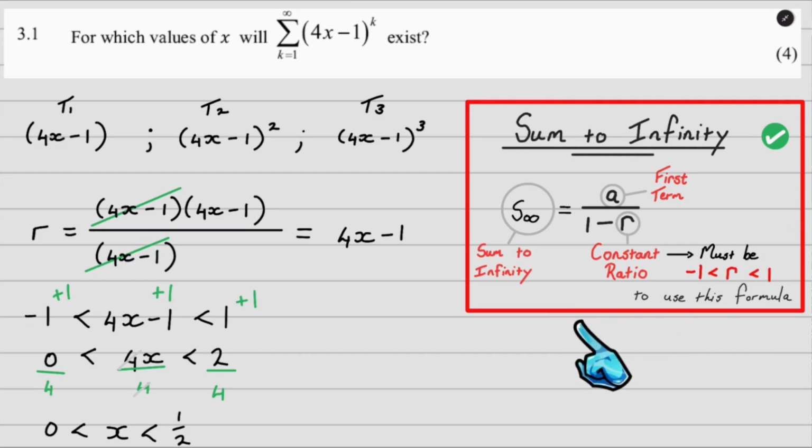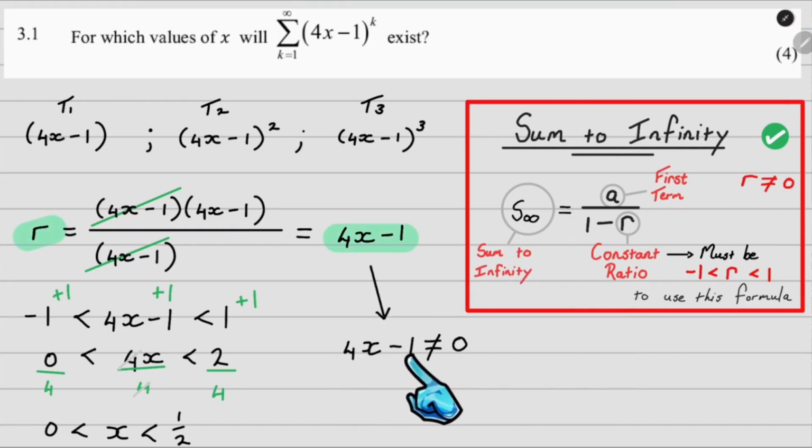And then one more small thing about the sum to infinity. Your ratio can never be 0. So that will affect our answer. So the ratio we got here, 4x minus 1, cannot equal 0. So I'm going to model that separately. So the ratio cannot equal 0. And then I take this 1 over, it becomes plus 1. And I divide both sides by 4. And I get x cannot equal a quarter.